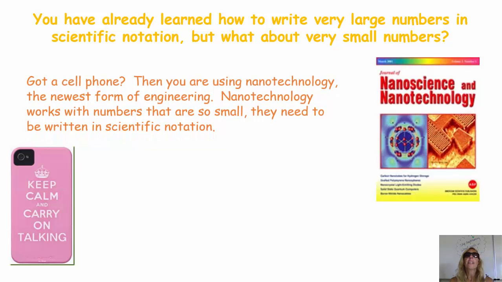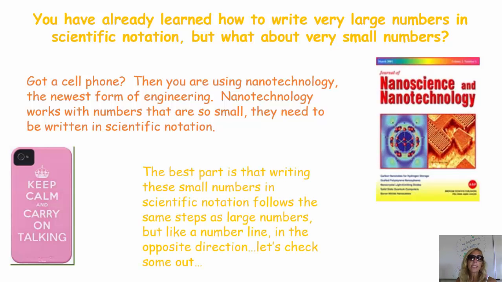If you have a cell phone, then you're used to technology called nanotechnology, which is the newest form of engineering. Nanotechnology works with numbers that are so unbelievably small, they need to be written in scientific notation in order to understand what the number actually is. The best part is that writing the small numbers in scientific notation follows the same steps as large numbers. I know you're probably so excited because it's totally going to be easy for you tonight. What you do have to remember is that, like a number line, it's going to be in the opposite direction. So we're going to check some out and see what we're talking about.